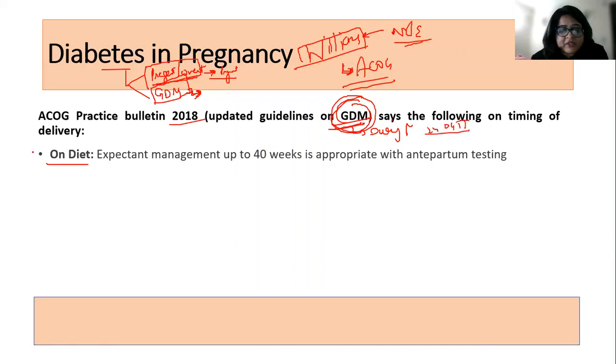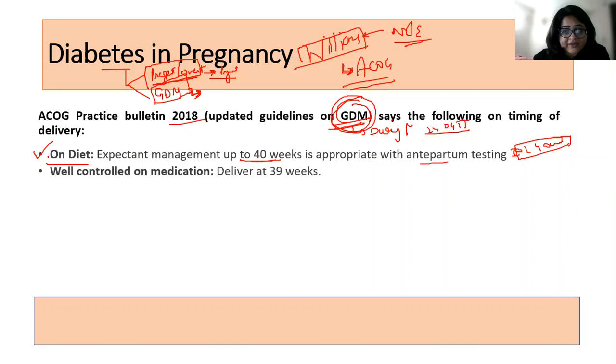If the woman has GDM but is controlled on diet, then there's nothing much to worry. We can wait up till 40 weeks with antepartum testing. So we will terminate or induce labor at 40 weeks of gestation. There's no harm waiting till 40 weeks if her diabetes is controlled on diet.